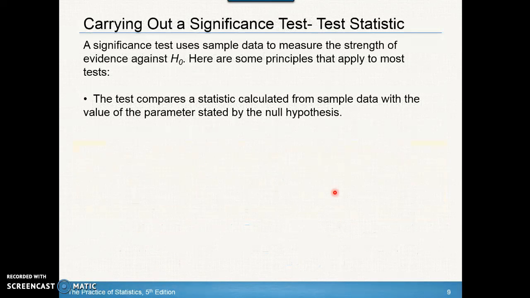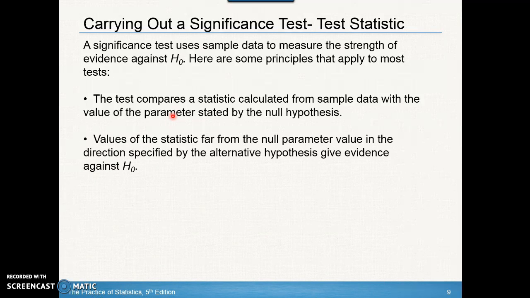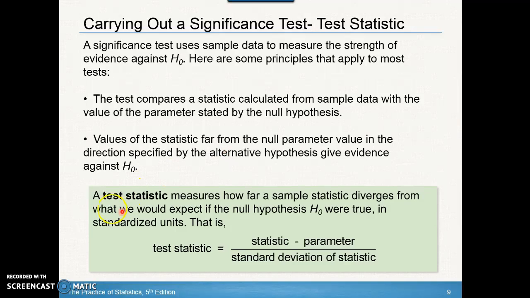All right, so what does a significance test do? A significance test uses sample data to measure the strength of the evidence against the null. So just remember, the further your sample is from the null, the more evidence that the null is actually false. So what does it do? The test compares a statistic calculated from the sample data with the value of the parameter stated by the null. So all this is saying is it takes the statistic, our sample that we have, and compares it. How far away is it actually from the null value? Values of the statistic that are far from the null give lots of evidence against the null and in favor of the alternative. So what is a test statistic?